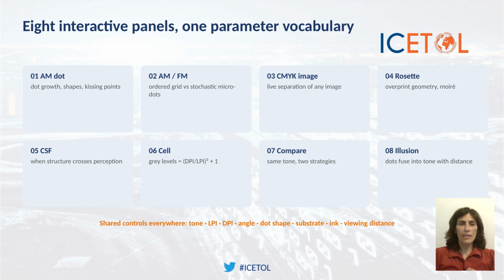The result is organized into 8 interactive panels, which you see here. What matters most is that they share one parameter vocabulary: tone, screen ruling, resolution, angle, dot shape, substrate, ink, and viewing distance appear again and again. A learner who meets screen ruling in the first panel meets it again in the rosette panel, in the halftone cell, and in the perception panels.